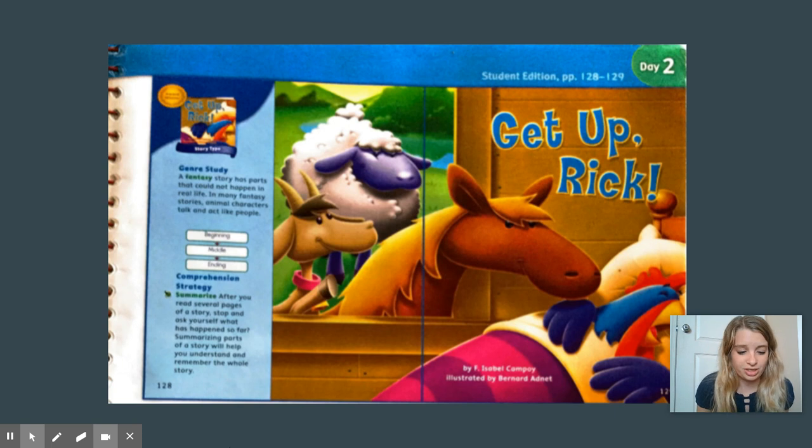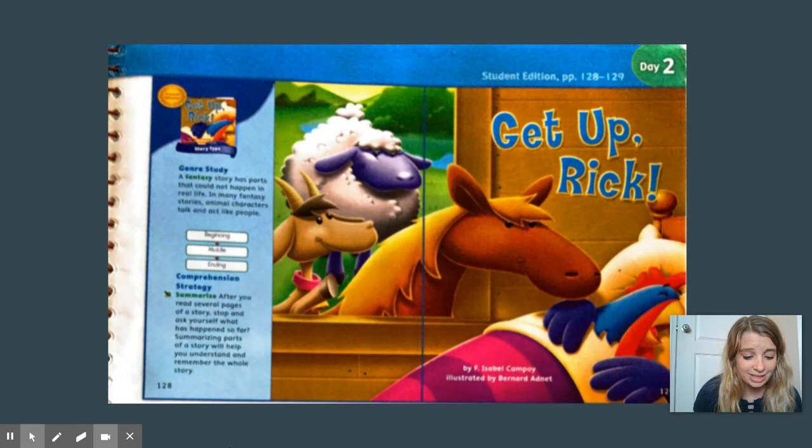Next page, 132. Is Rick sick? No, Rick is fast asleep. So where is Rick? He's in bed asleep. And then how do you think the animals feel about Rick not being on his perch? They are worried. How can you tell? They look worried and they ask if Rick is sick. All right, get up, Rick. It is late.